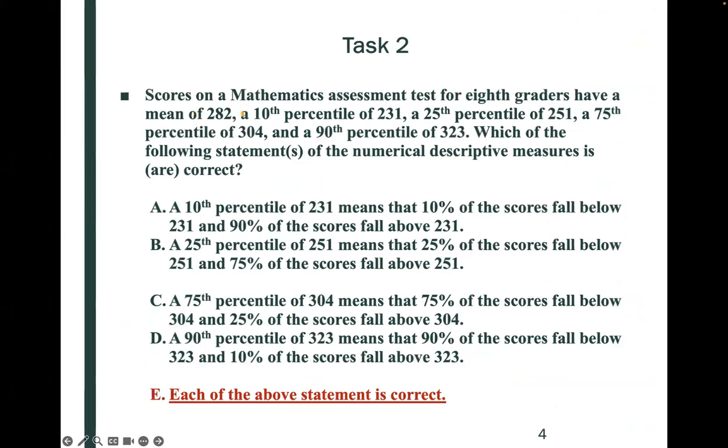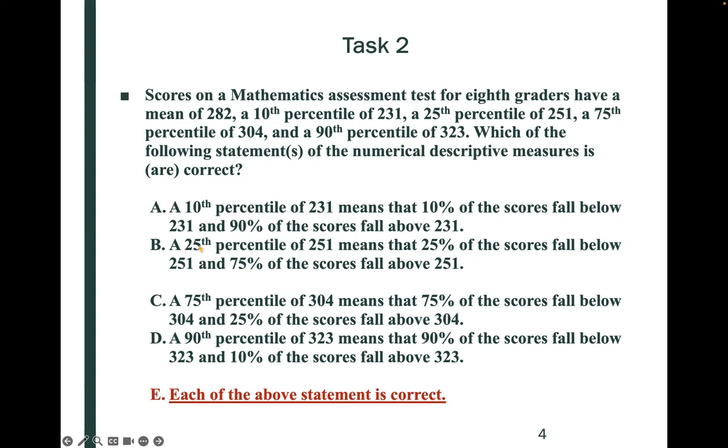So scores on a mathematics assessment test for 8th graders have a mean of 282, a 10th percentile of 231, a 25th percentile of 251, a 75th percentile of 304, and a 90th percentile of 323. Which of the following statements of the numerical descriptive measures is or are correct?